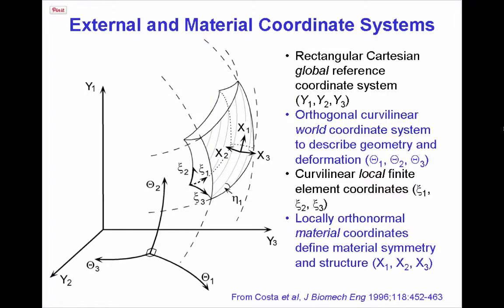Continuity uses 4 coordinate systems: global rectangular Cartesian coordinates, y1, y2, and y3, curvilinear world coordinates, theta1, theta2, and theta3, local finite element coordinates, xi1, xi2, and xi3, and local material coordinates, x1, x2, and x3. The Mesh Edit Material Coordinates command in Continuity allows us to define an orthogonal transformation that rotates global Cartesian coordinates at any point in the mesh to the local orthonormal material coordinates.